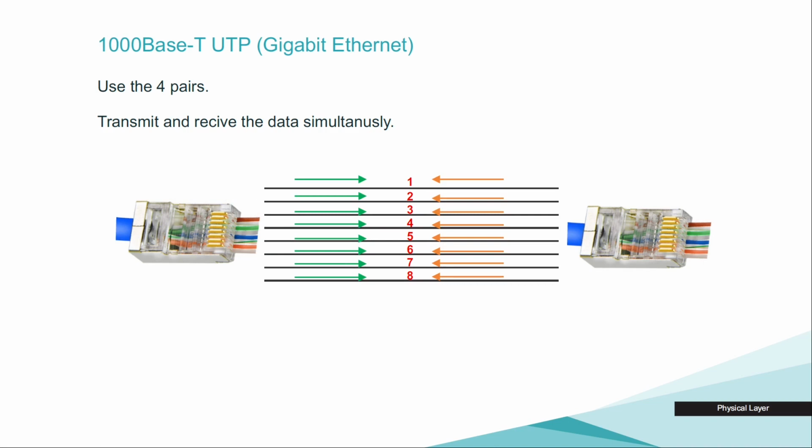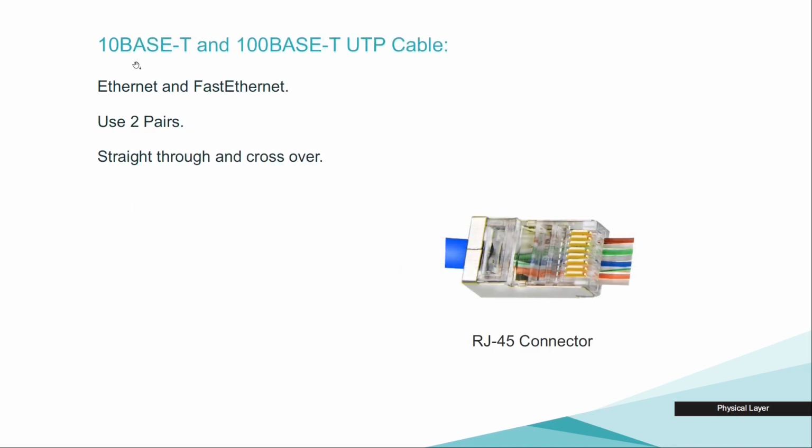We need to take a look at the 1000 base T UTP cable. This cable has a speed of gigabit Ethernet, and if we are using that type of cable for the connection between the switches, this cable will use all 8 wires for transmitting and receiving the data simultaneously. If we are using the 10 base T and 100 base T UTP cable, in that case we will use only 2 pairs to transmit and receive the data. The 10 base and 100 base can be connected with a straight through connection or crossover connection.